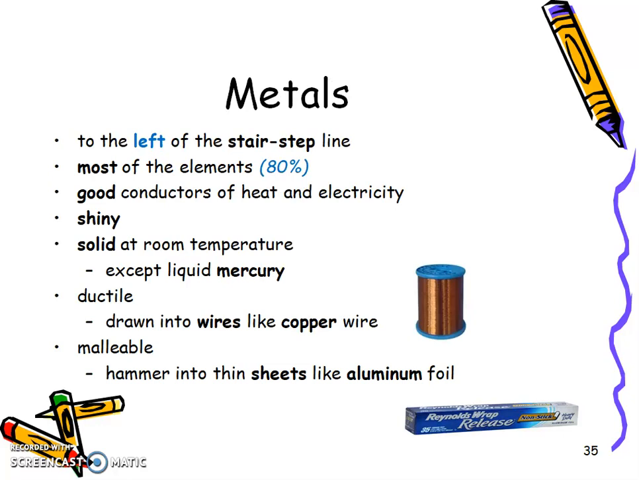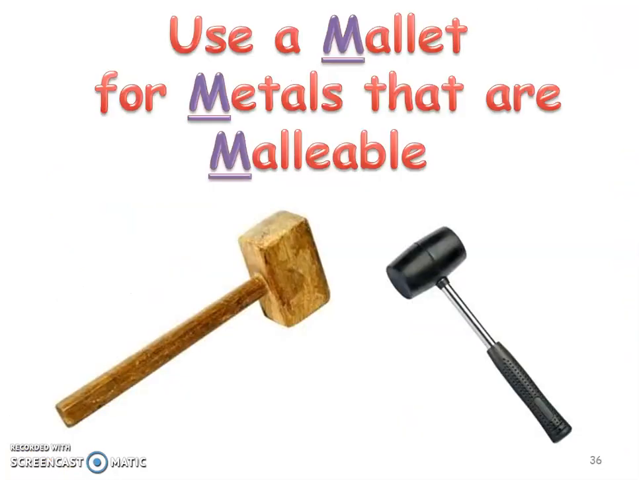So here are some properties. So again, pause, fill in the blanks, make sure you're reading as you're writing. I'm not going to really go over this. This is just information you need to know. These are properties of metals. And I like to say that you can use a mallet for metals that are malleable. So that might be a way to remember that metals are malleable. That's a property of theirs.